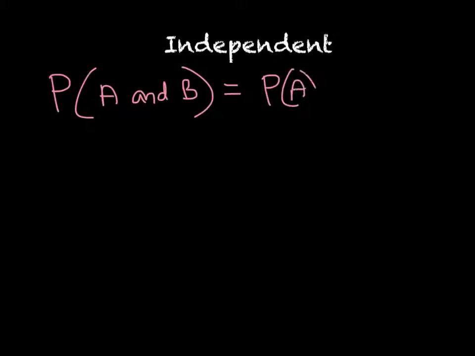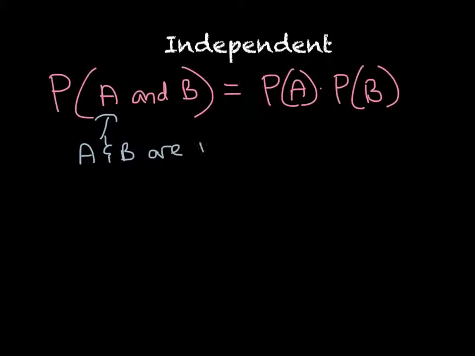So if two events are independent, then the probability that event A and event B occurs is equal to the probability of A times the probability of B. Just going to note here where A and B are independent events.